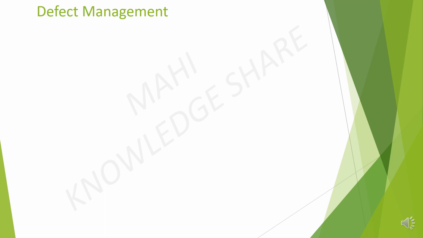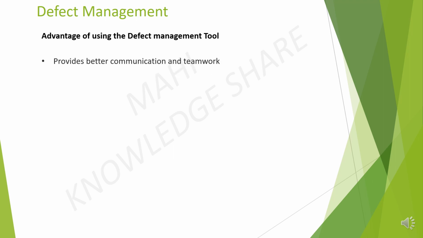Advantages of using a defect management tool. A defect management tool provides better communication and teamwork. A bug tracking system provides better communication through chat interfaces and email notifications. This reduces the communication gap and informs the right person to test or fix bugs on time.